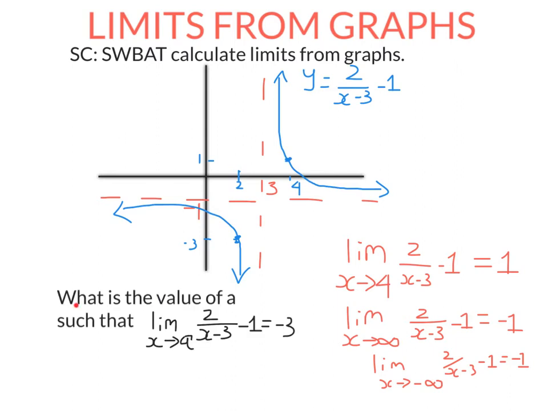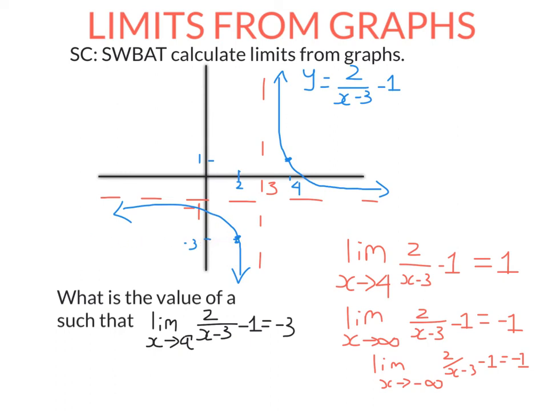So let's try this question here. What's the value of a such that the limit as x approaches a of 2 over x minus 3 minus 1 is equal to minus 3? So that's a mouthful, but it's saying something very, very simple. It's saying, what value does x need to approach so that the y value of this function here approaches minus 3? So it's sort of like the reverse.